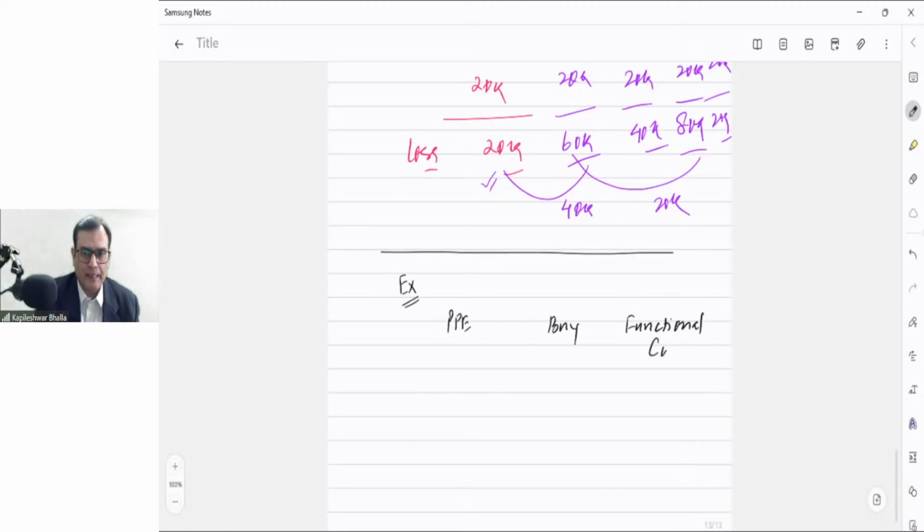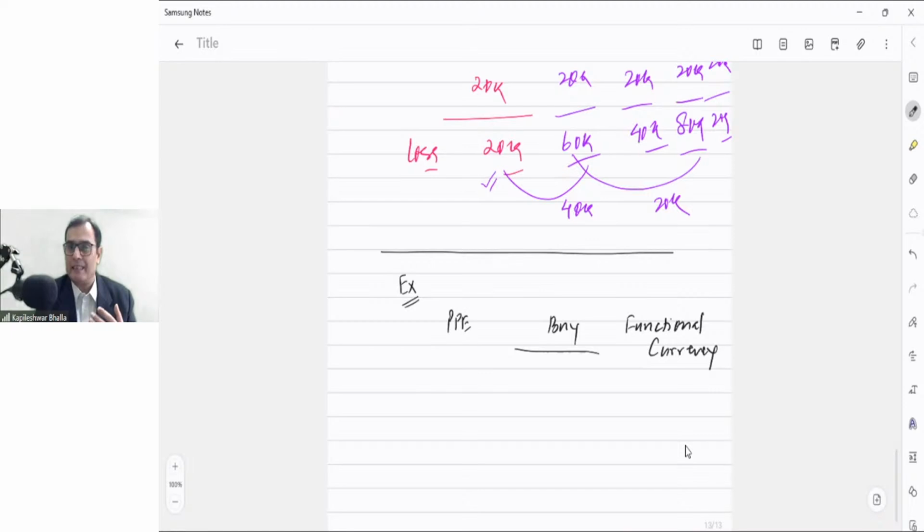Let's say I'm going to buy a property, plant, equipment, let's say at a functional currency itself. So let's say I entered into a contract today to be executed in the future. Mind my words very carefully, friends. Mind each and every word very carefully. So I entered into the contract today wherein I'm going to buy a PPE at a later date.